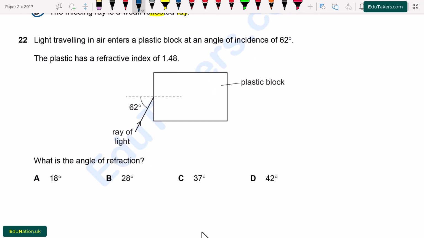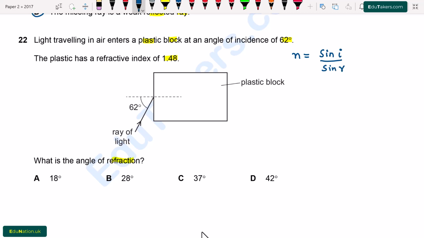Question number 22. Light traveling in the air enters a plastic block at an angle of incidence of 60 degrees. The plastic has a refractive index of 1.48. What is the angle of refraction? So here we have to find out the angle of refraction when the angle of incidence and the refractive index is given. Here we use Snell's law, that n is equal to sin i over sin r. So I write here n, which is the refractive index. It is the ratio of sin of angle of incidence divided by sin of angle of refraction.